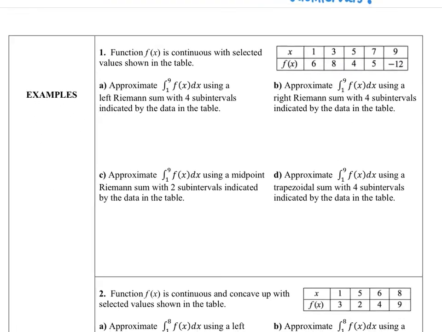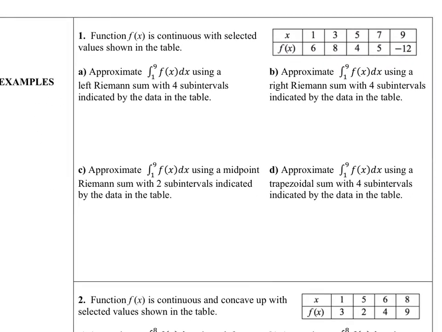And this is going to review you over all of our Riemann sums. For this first group of questions, I have a table of f of x values. f is continuous. In part A, I want to find a left Riemann sum to approximate that integral that goes from 1 to 9, and those are the values of the table, so I'm going to include the whole table. I have 4 subintervals indicated by the data in the table. Just means that these are divided for me. So from 1 to 3 is the first, 3 to 5, 5 to 7, 7 to 9.